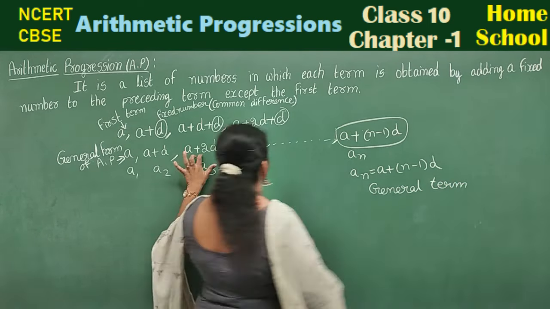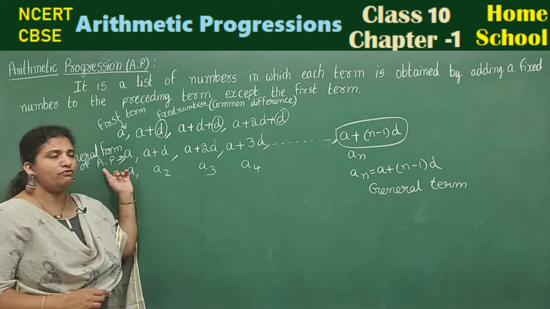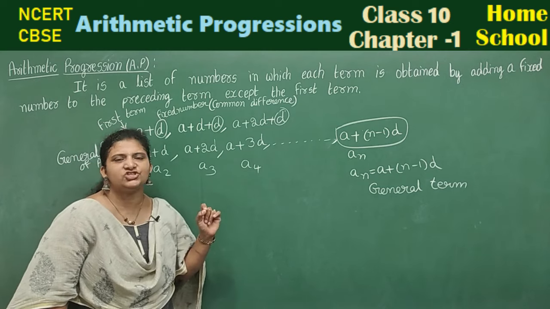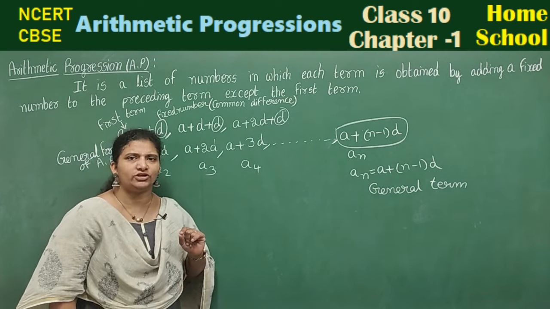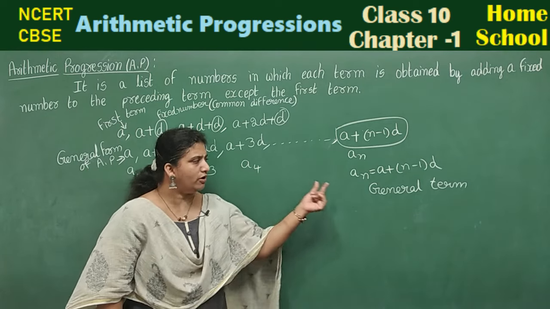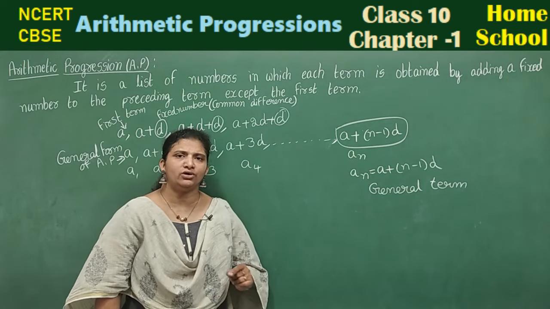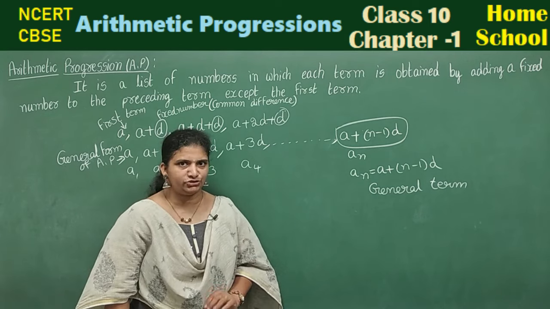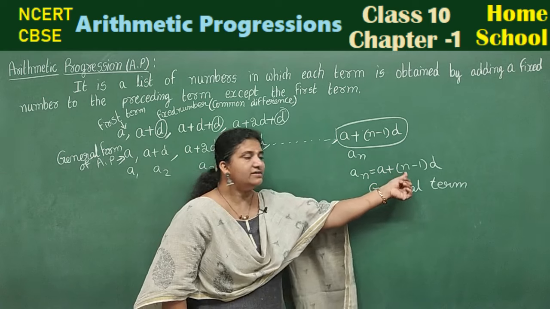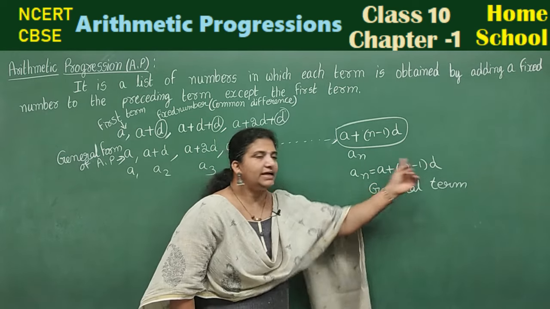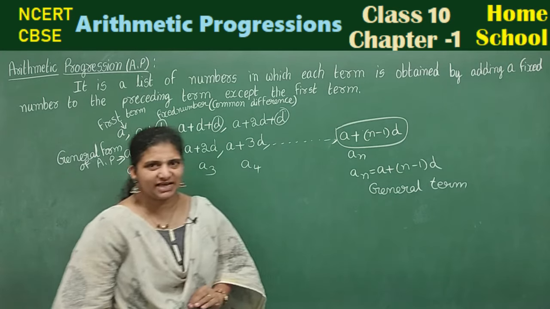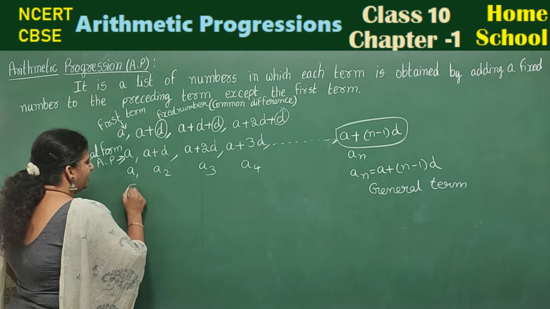This is the general form. General form means you need to write all this, and if they ask you what is the general term of arithmetic progression, you need to write A plus n minus 1 into d, or you follow with An is equal to A plus n minus 1 into d, where A is the first term, n is the number of the term, d is the common difference. Okay, let us see one example for arithmetic progression.